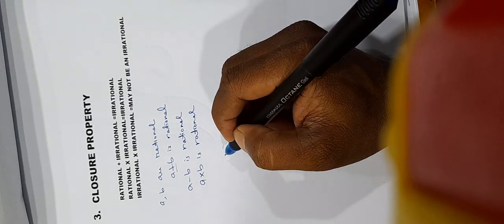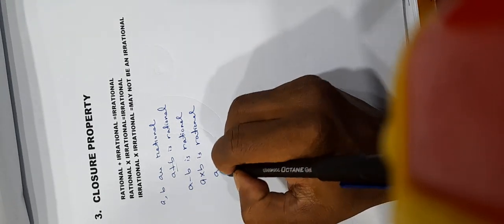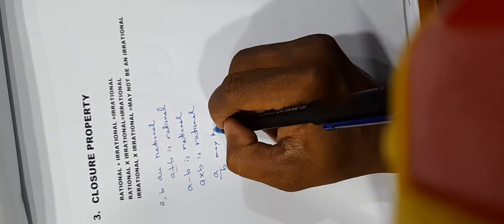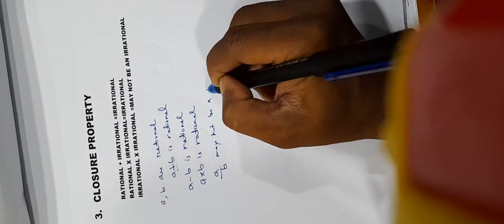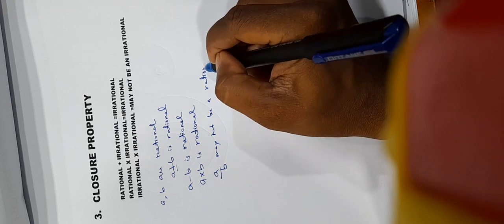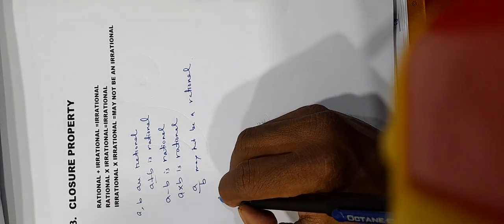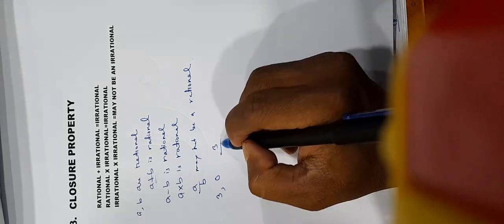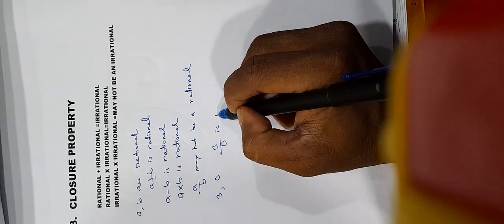Now what about the quotient of two rational numbers? a by b may not be a rational number. For example, say 3 and 0, these are rational numbers. Now 3 by 0 is not rational.